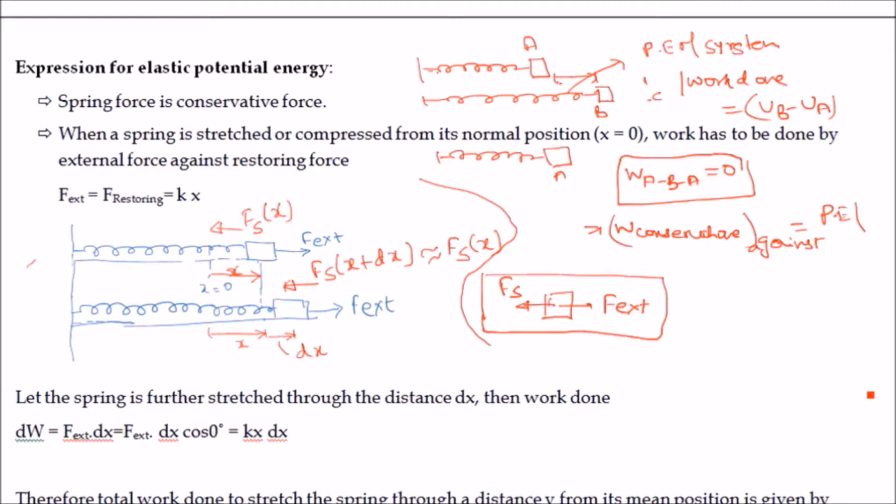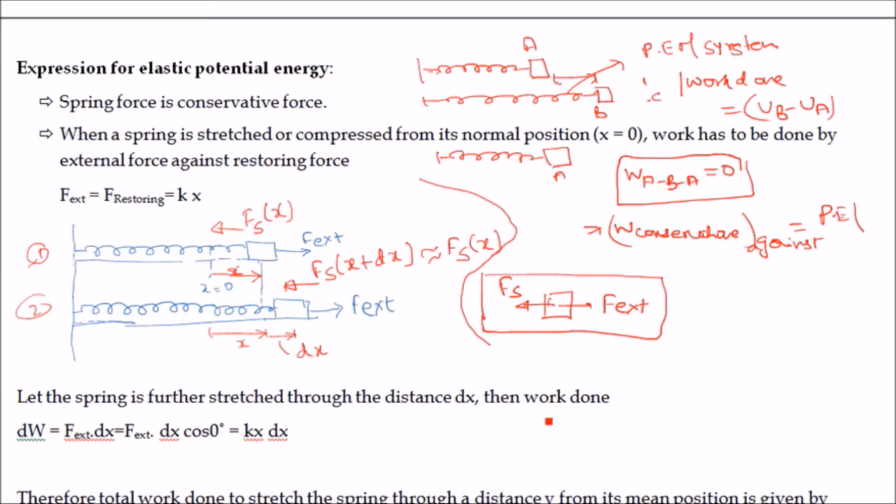So how will we calculate it? We will calculate the work done in this process. For this we take an arbitrary distance x through which the object has already been shifted. If we expand the spring by a length equal to x, then the restoring force Fs will be produced. The restoring force is a function of x, and it is given by kx.